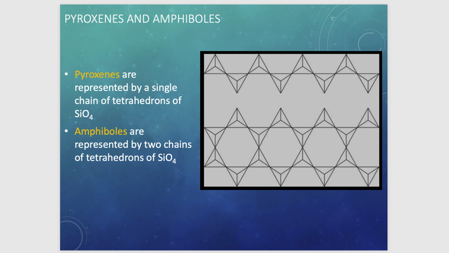If we move into the more complex iron and magnesium minerals, we can have multiple tetrahedrons of silica that tend to form either chains or ribbons, and these are the pyroxenes and the amphiboles. These have more elongated habits because of the intrinsic structure that they represent.